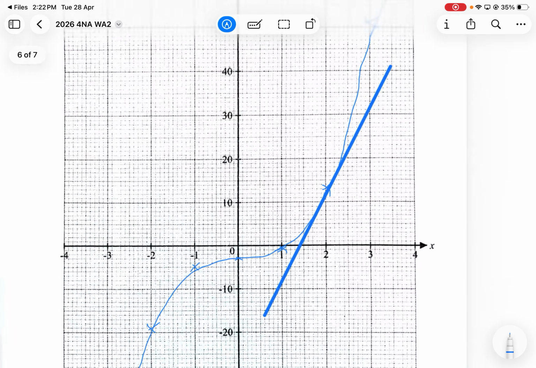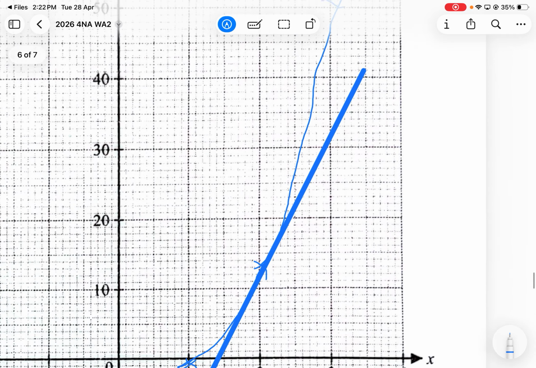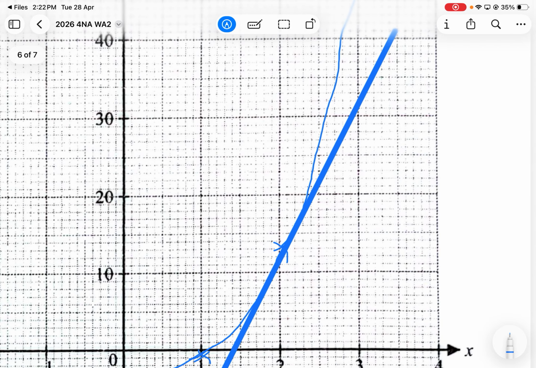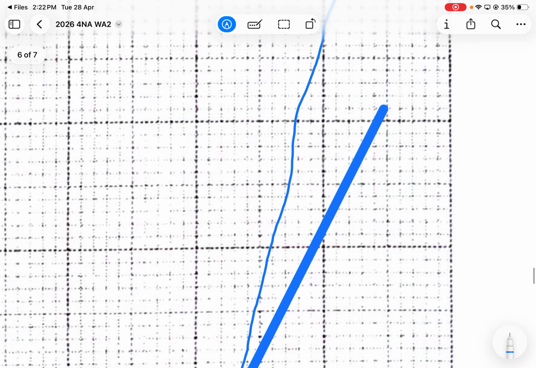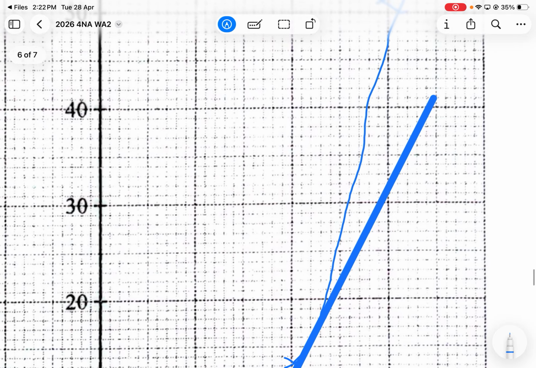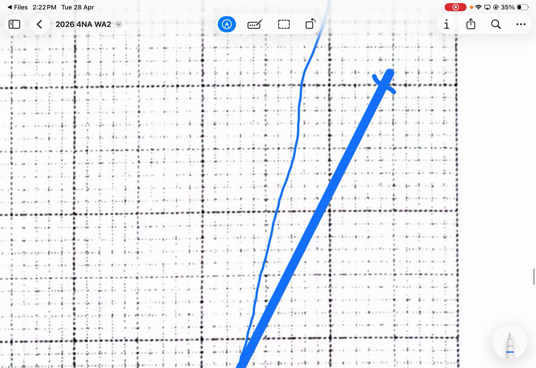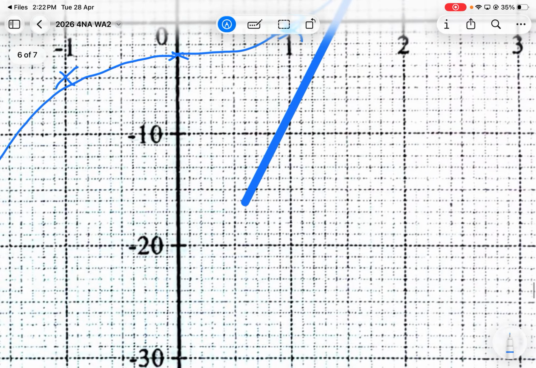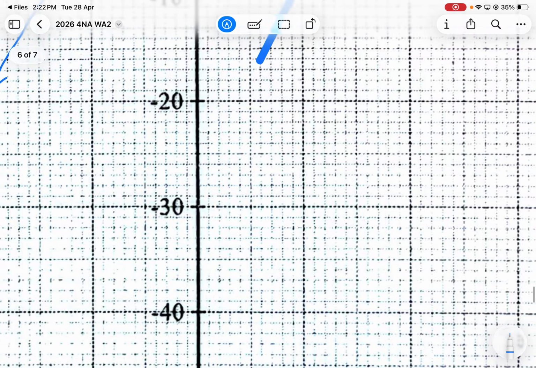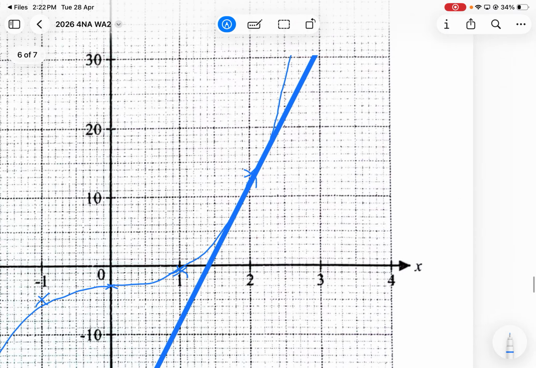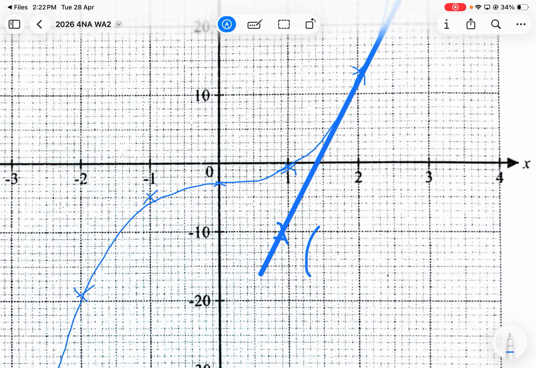So for the gradient of this line, if I go and find two nice points, for my one, I will roughly use here lah. Anything lah. Okay. 3.4, 40. Here. And another point I will take 0.9, negative 10. Here.